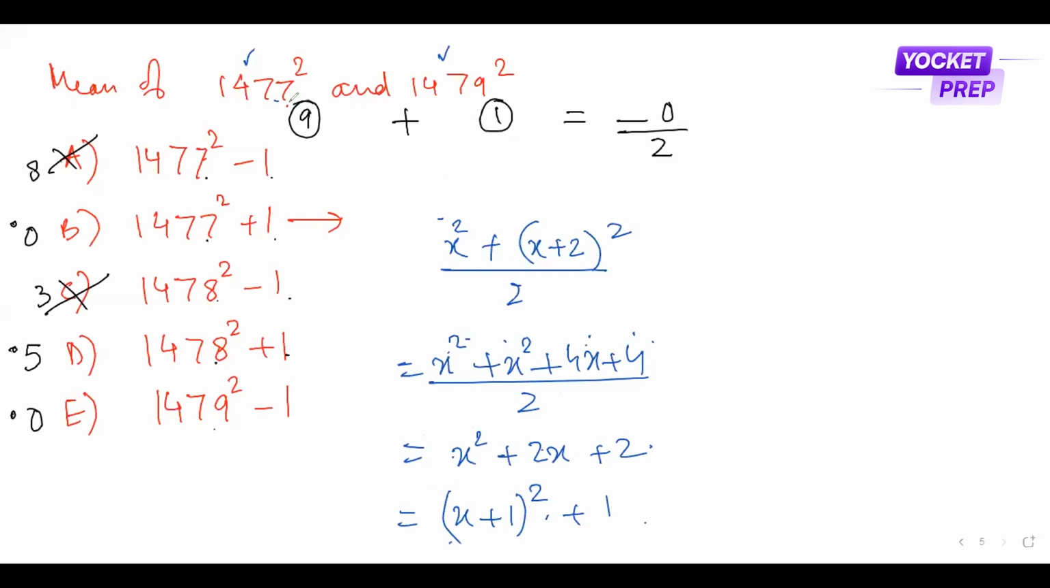If x is 1477, this will basically be 1478 squared plus 1. So therefore option D. This is the best way of doing this.